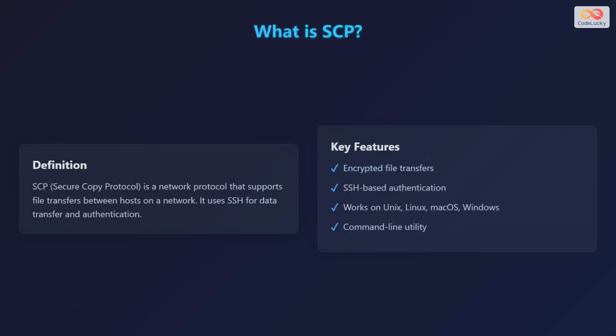SCP, which stands for Secure Copy Protocol, is a network protocol that facilitates file transfers between hosts on a network. What sets it apart is its use of SSH, or Secure Shell, for both data transfer and authentication, ensuring a secure process. Some of the key features include encrypted file transfers, SSH-based authentication, compatibility across various operating systems like Unix, Linux, macOS, and Windows, and its functionality as a command line utility.